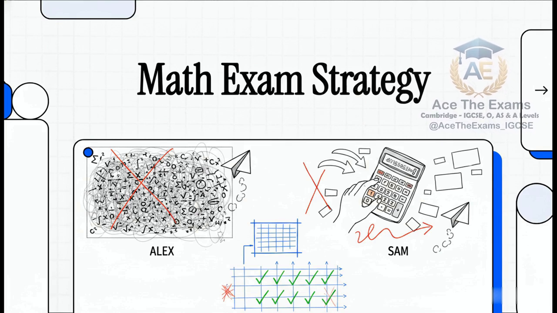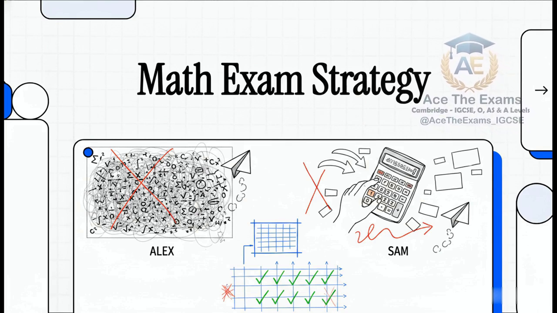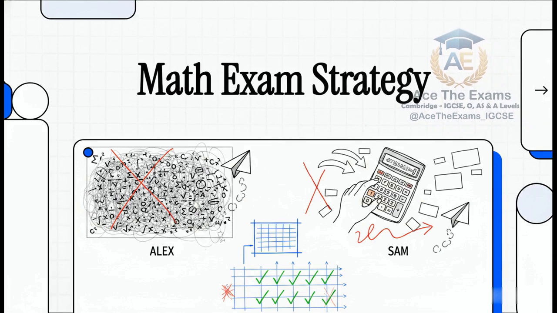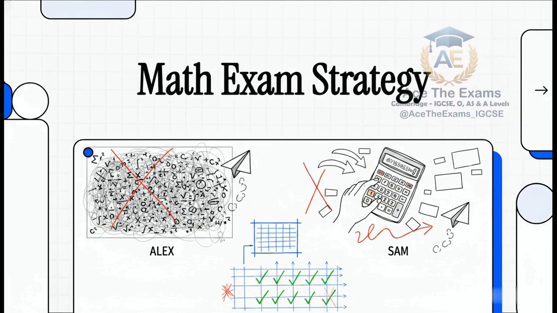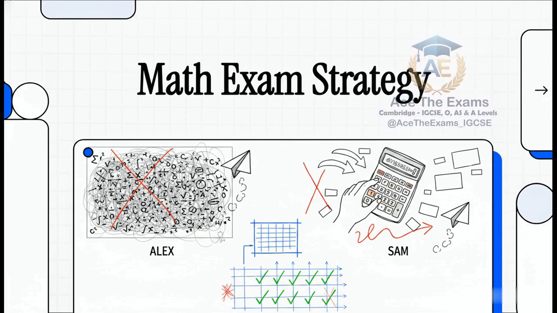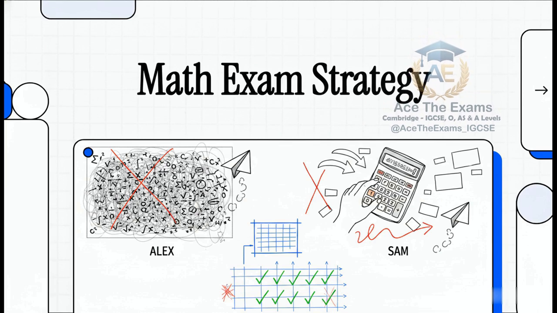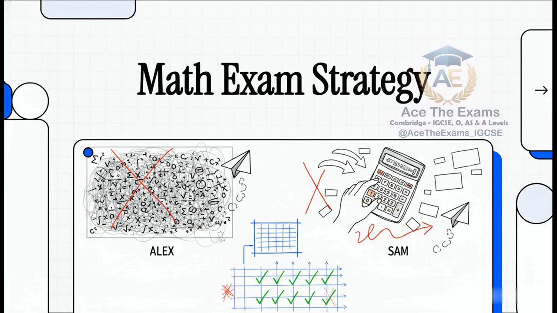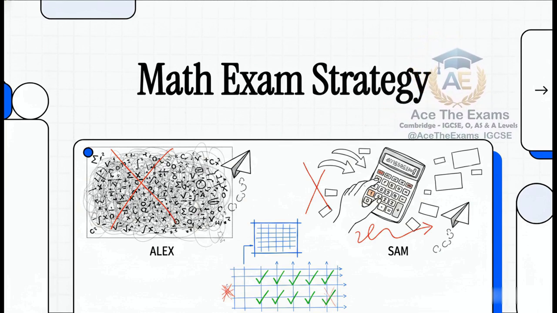Then, on the other side of the room, we have Sam. Sam is fast. Actually, way too fast. Sam just rushes through the paper, completely misses the crucial command words and constraints, and just punches strings of numbers blindly into their scientific calculator, just hoping for the best. Look, both of these students are essentially crashing before they even reach cruising altitude. But today, we're going to change that.